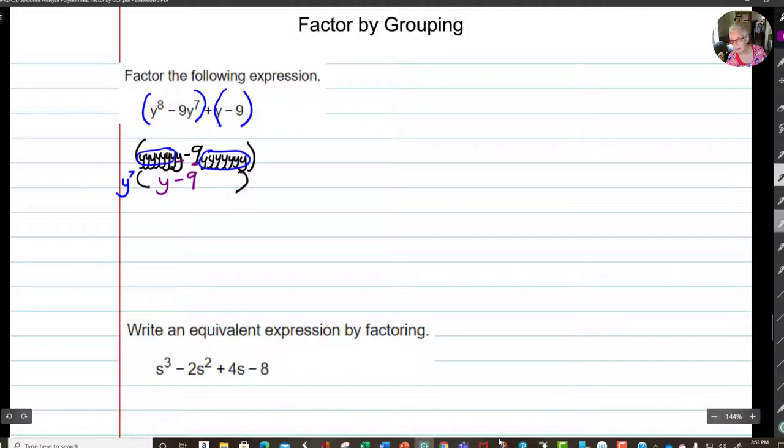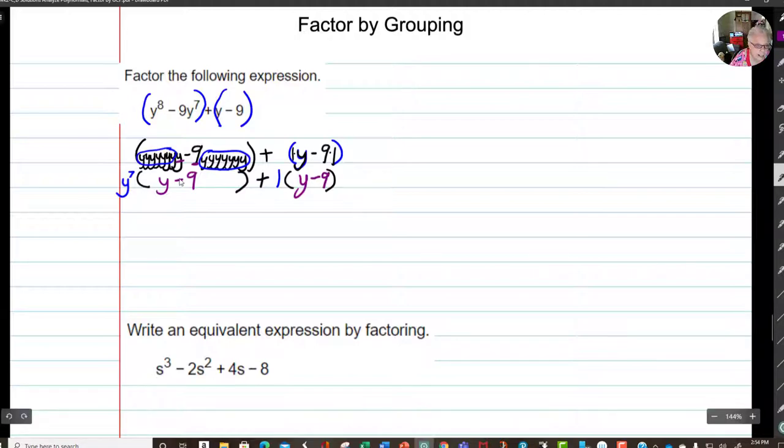Now we go back and do the same thing with the second set of terms, y minus 9. I have to find a GCF. But there is no GCF. But there is a GCF. 1 times y is y, and 9 times 1 is 9. There's always a 1 GCF. 1 is the GCF. And we're left with the leftovers, y minus 9.